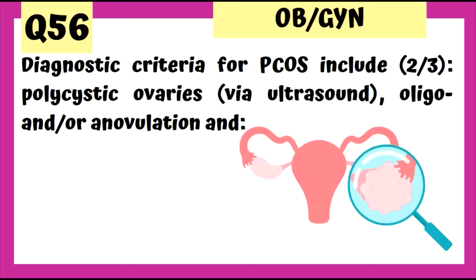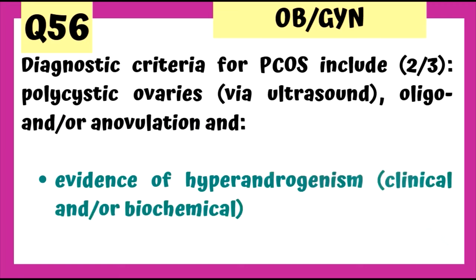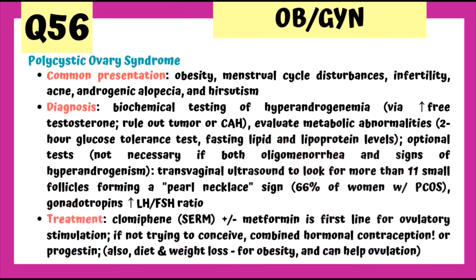Question 56. Diagnostic criteria for PCOS, polycystic ovary syndrome, include polycystic ovaries, oligo or anovulation, and what's the third one? The third one is hyperandrogenism, either clinical or biochemical. Now, all you need is two of these three to make a diagnosis of PCOS. Here's the thing that I made on PCOS, where we see often obesity and hyperandrogenism, such as unwanted hair. Okay, I'm not sure if that was helpful at all.